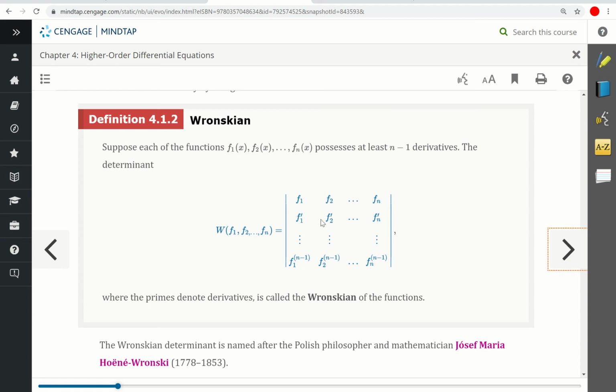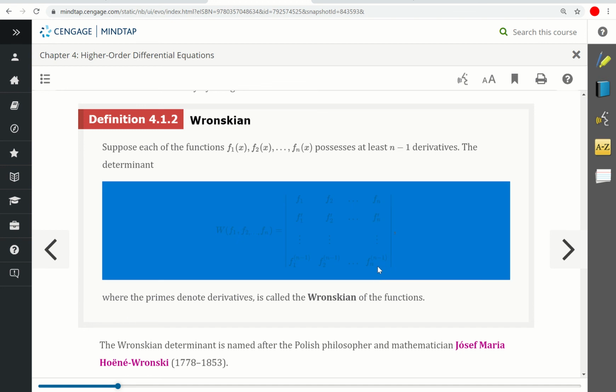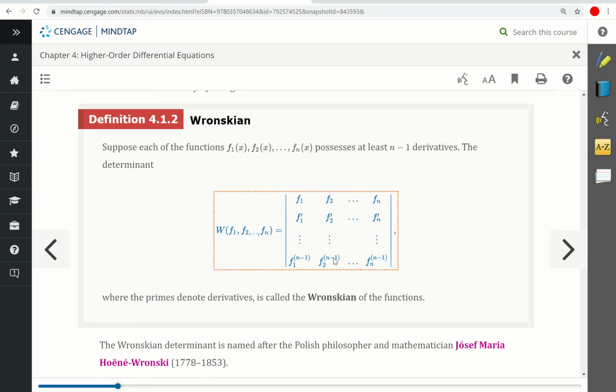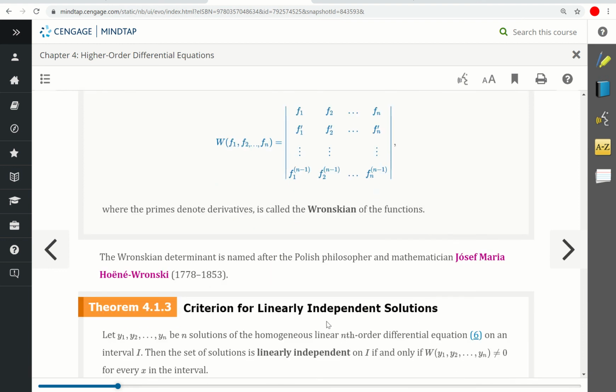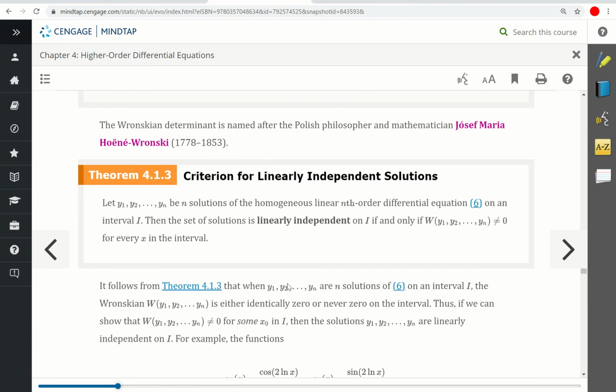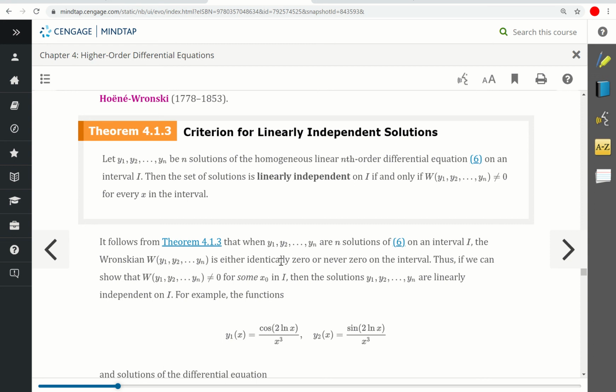The second column will consist of the function f2 and all of its derivatives, up to the n-1st derivative, and we keep going across the columns until we come to our last function. The nth column will consist of fn, and that column contains all of the n-1 derivatives of the fn function. Okay. So this expression here is what's called the Wronskian. It's named after Józef Wronski, a Polish mathematician, and this will give us a way to check whether a collection of solutions is linearly independent.